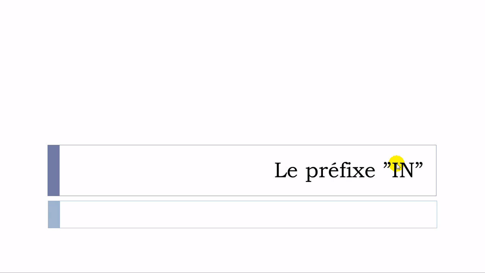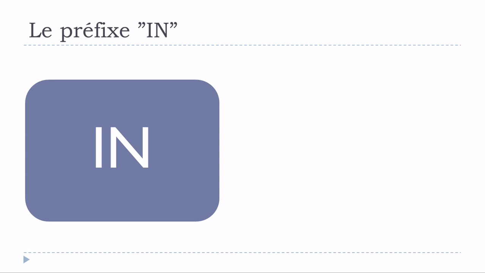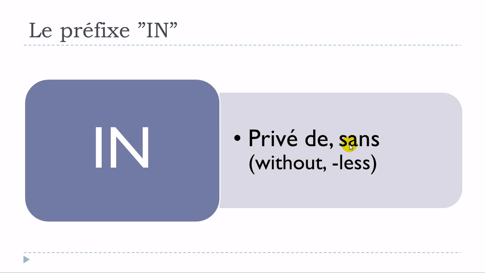Okay, so remember, when we're talking about prefix, we just were talking about letters that you will put in front of existing words, and by adding these letters, you will modify the original meaning of the word. Okay, so in that case, this IN prefix will mean privé de or sans. And this IN will be used when the original word is starting with a vowel or H plus une voyelle. Okay, so let's see a few examples now.